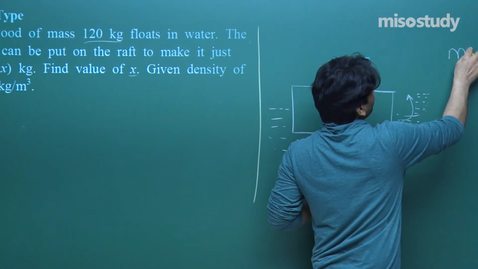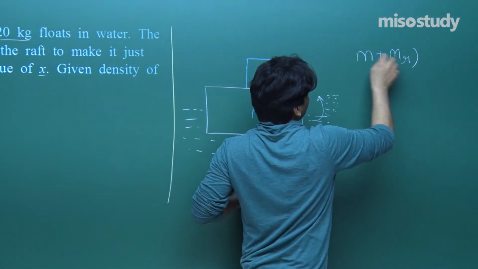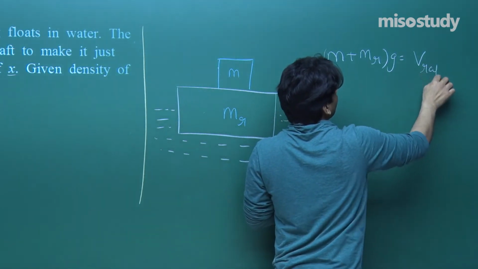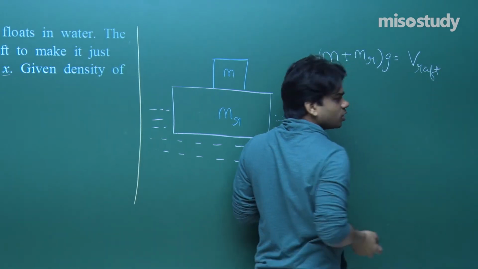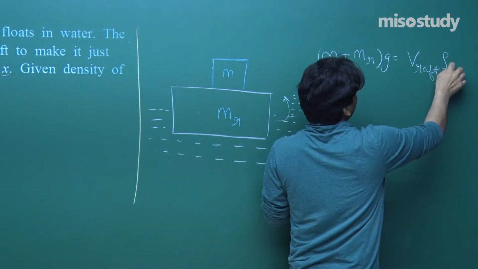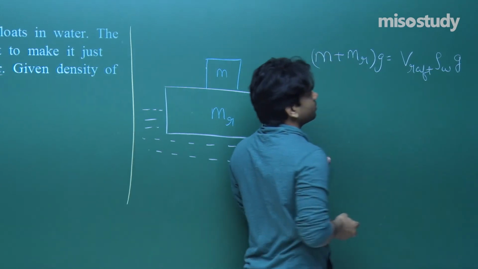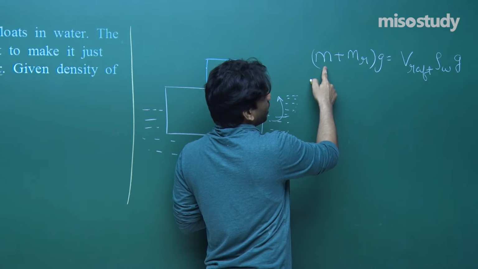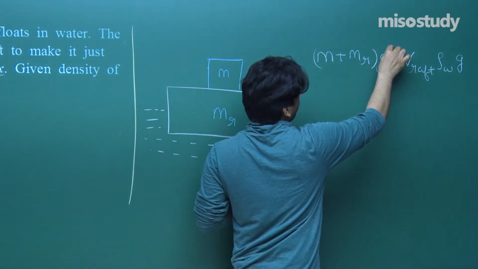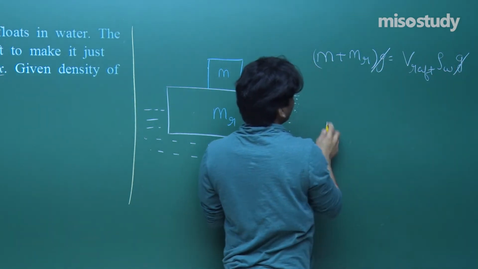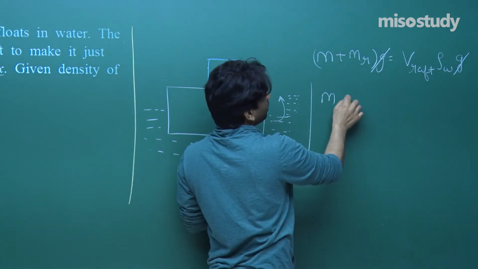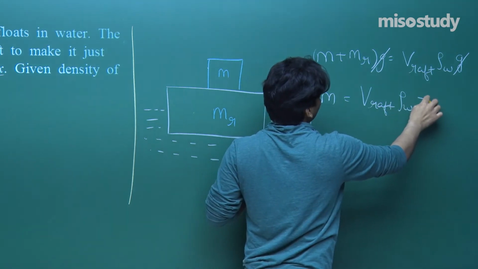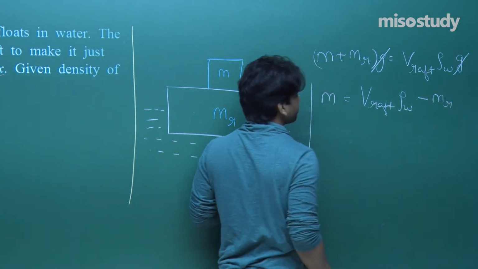So (m plus mr) into g will be equal to the total volume of raft multiplied with the density of water. Let us take density of water as rho W, multiplied with g. Now you see here, we need to find out the value of the mass of the object that has to be placed. g will be cancelled out. m will be coming out to be volume of raft multiplied with rho of water minus mr.